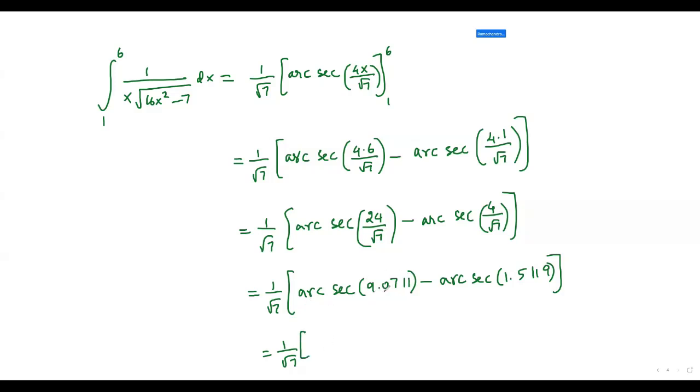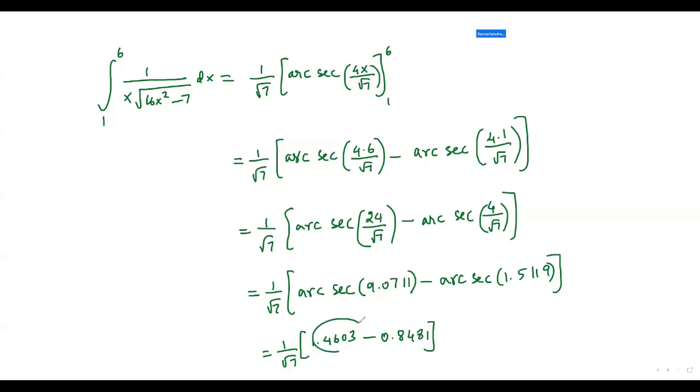When I take arc secant of this value 9.0711 in radians mode, I am getting a long decimal, but I round it to 4 decimal places, and then I am getting 1.4603. Even when I evaluated this one, I got a long decimal, but I rounded it to 4 decimal places over here and here as well. Now let's evaluate arc secant of 1.5119. Again I'm getting a very long decimal value, but I round it to 4 decimal places and I'm getting 0.8481.